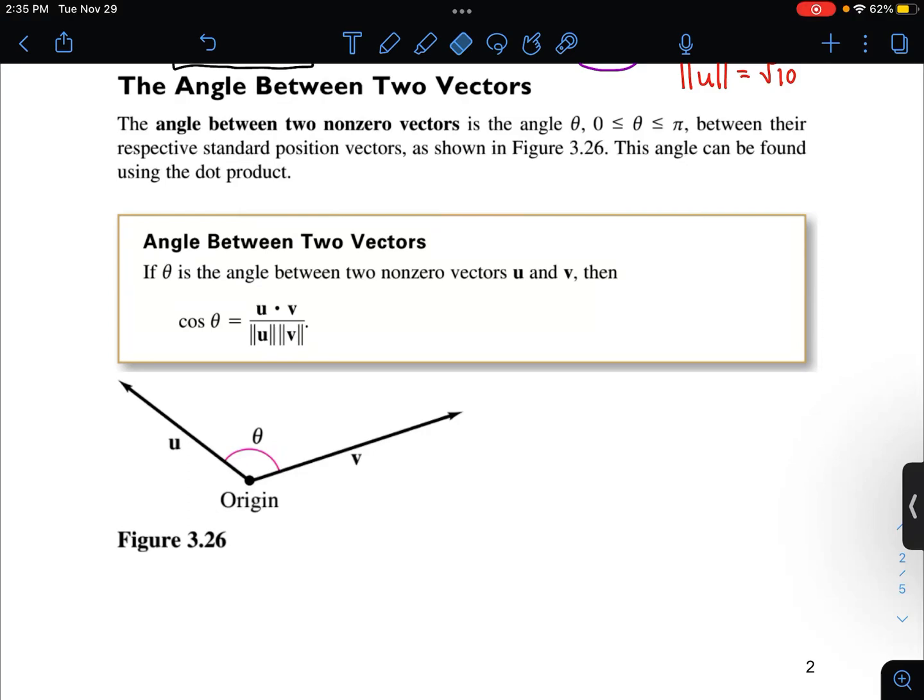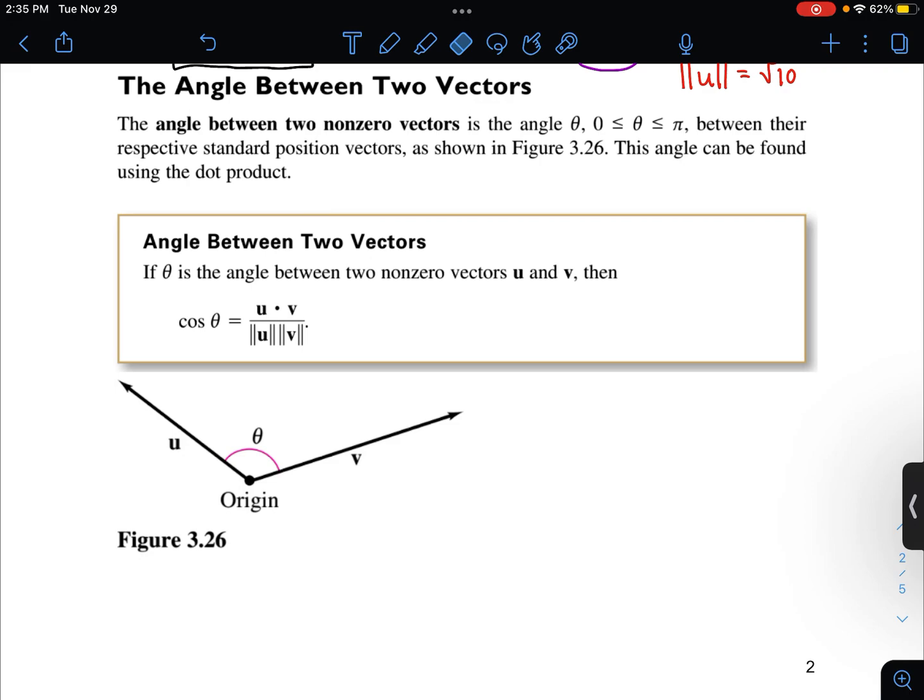Okay, here we have a short video talking about how we can find the angle between two given vectors. By definition, we can find the angle between a vector u and a vector v by using the cosine of theta is equal to the dot product of u and v, or the two given vectors, divided by the magnitude of u times the magnitude of v.